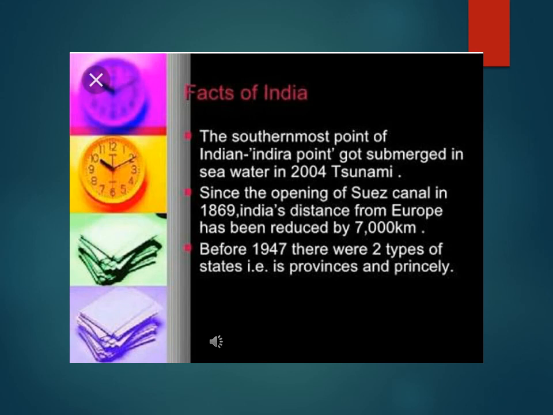Before 1947, there were two types of states: provinces and princely states. Provinces were under British rule, such as Bengal province, Madras province, Bombay province, etc. And princely states were the smaller kingdoms which were under the control of different rulers.